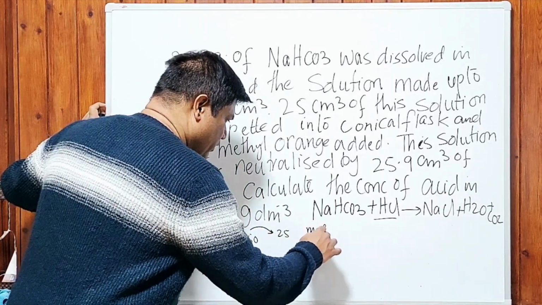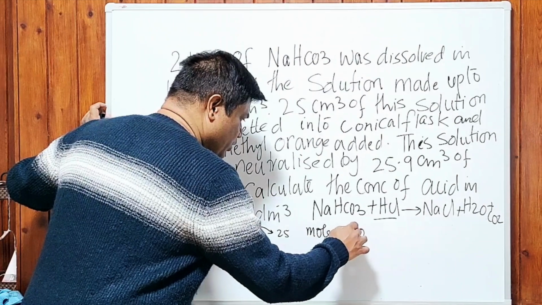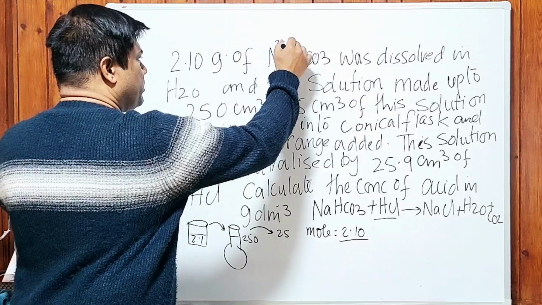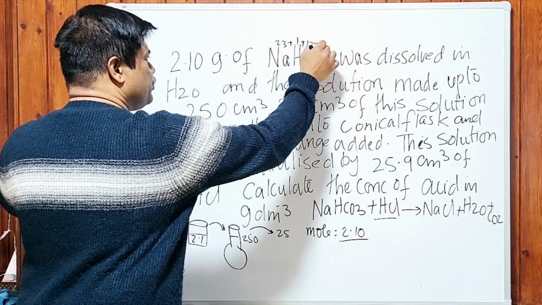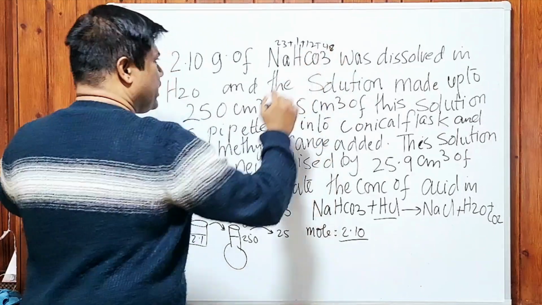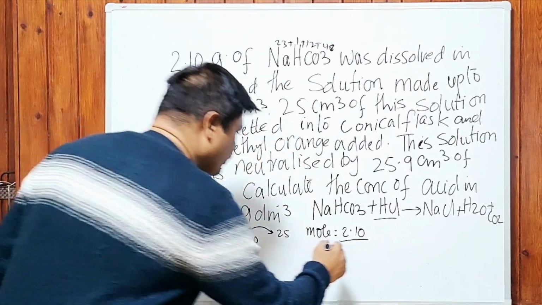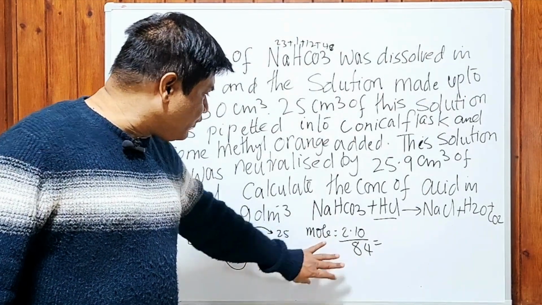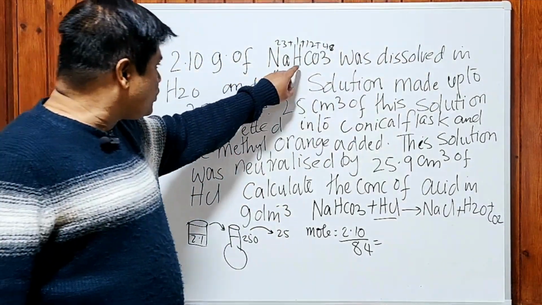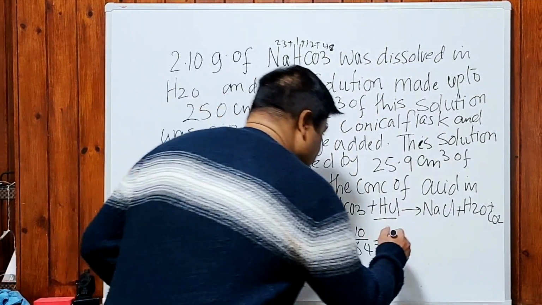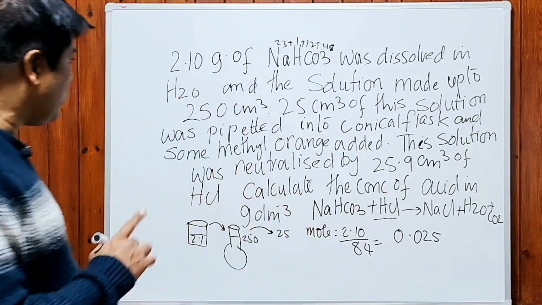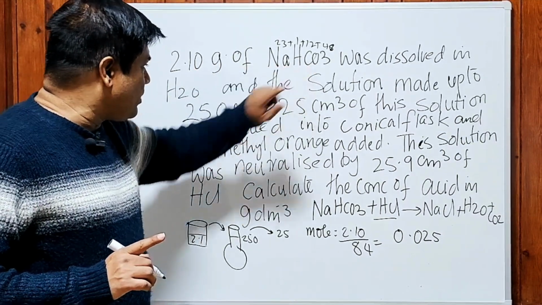Mole equals 2.10 divided by 84, which is 23 plus 1 plus 12 plus 48. I think it's 84. So 2.10 divided by 84, where 84 is the Mr of sodium hydrogen carbonate. When you divide that, you will get 0.025. That's the mole of sodium hydrogen carbonate.